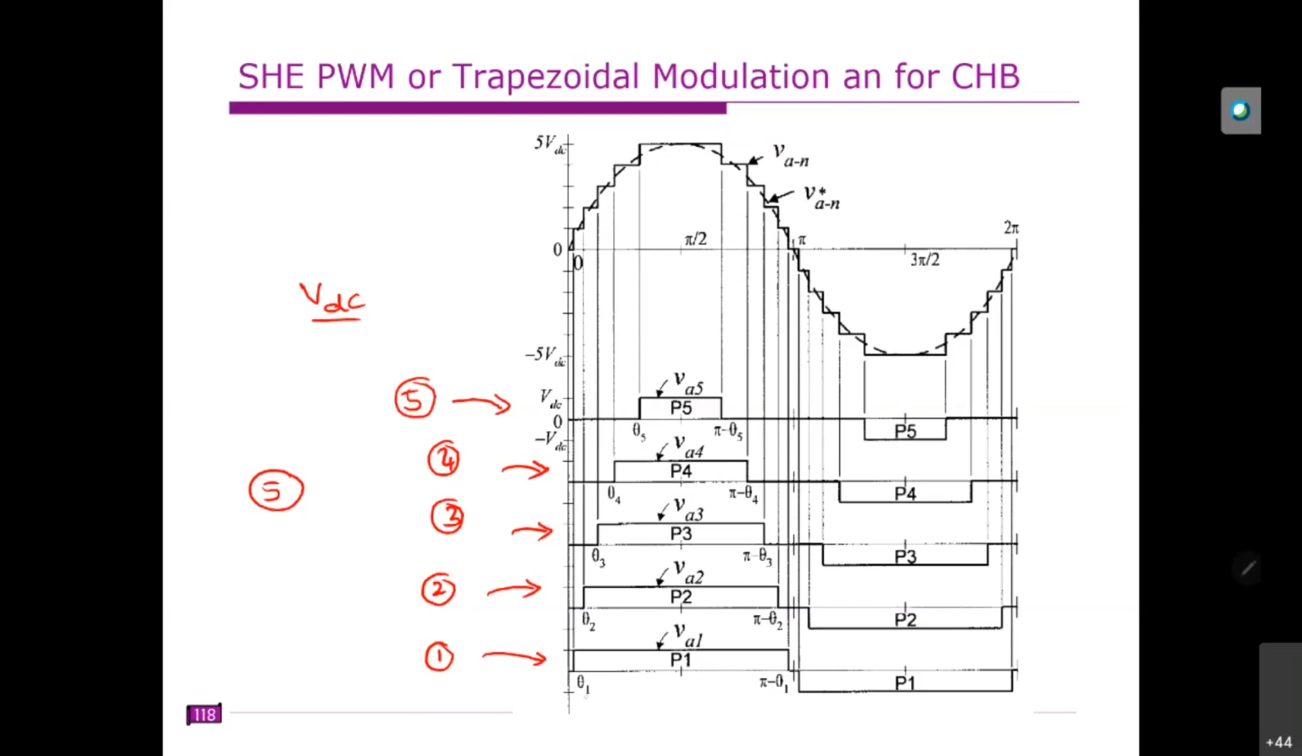Right. So assume that this is switched on at θ1 instant. Obviously, due to symmetry, this is operated at pi minus θ1, and this is θ2, this is θ3, this is θ4, and this is θ5. If we have n H bridges, how many levels can you get in the phase voltage? You will get 2n plus 1, where n is the number of H bridges per phase.